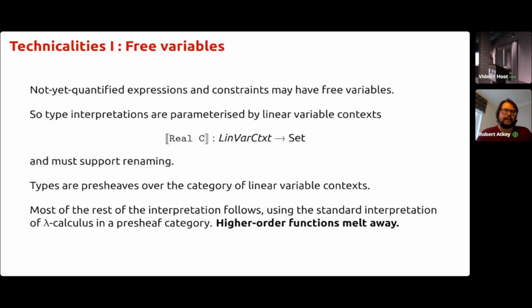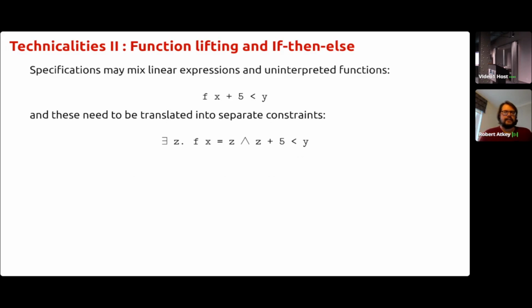So there's a couple of technicalities to actually get this to work. Anyone who's implemented a normalization by evaluation algorithm will know that you have to track the free variables. So all type interpretations are parameterized by linear variable context. So that's the variables which are actually used in the specification, and they must support renaming. And a concise way of saying this is that types are actually pre-sheaves over the category of linear variable context. And the nice thing about knowing that types are pre-sheaves is that most of the rest of the interpretation now just follows using the standard interpretation of lambda calculus in a pre-sheaf category. So the higher order functions that the user may use and all the definitions, they just melt away because they get automatically compiled away.